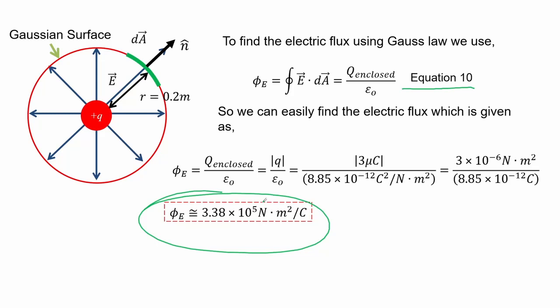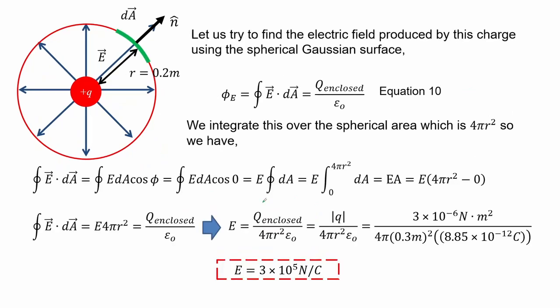Here we see that the amount of electric flux is dependent on the charge, not on the size of the container, as indicated by the equation where the radius is cancelled out. What matters is what is contained inside the three-dimensional container like this sphere. Let us try to find the electric field produced by this charge using the spherical Gaussian surface using equation 10. We integrate this over the spherical area, which is 4 pi r squared. So we have equation 10 manipulated and we arrive at an expression solving the magnitude of the electric field as shown here.